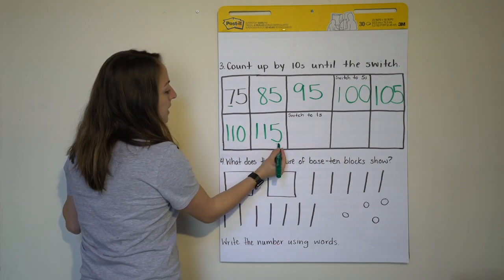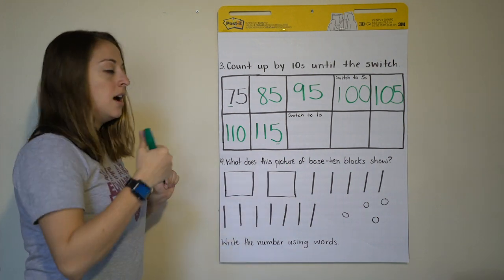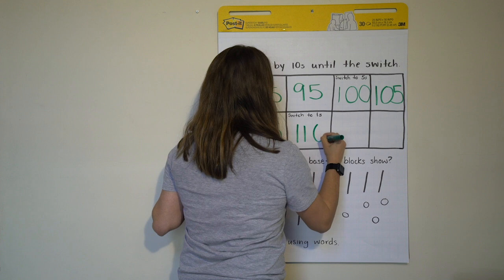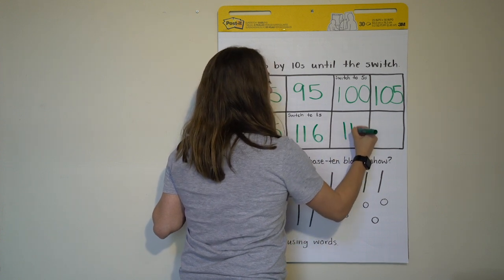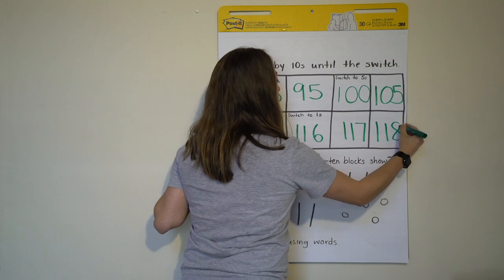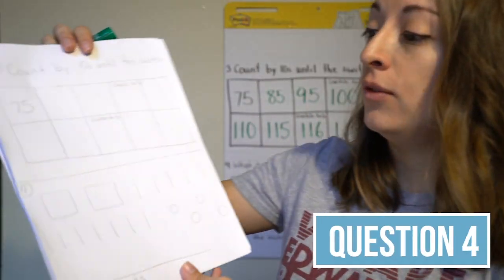Now we're switching to ones. Our ones place, we're counting up. 115, 116, 117, 118. All right, so we're going to go on to question number 4.